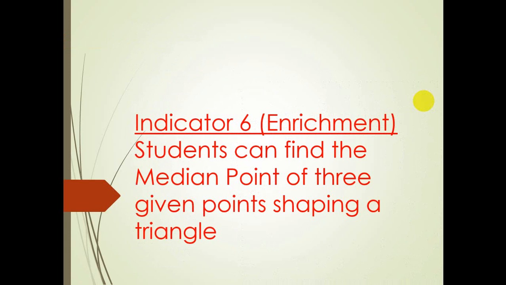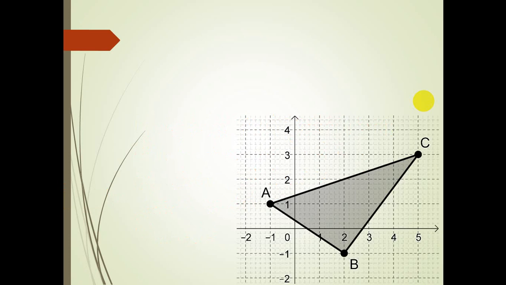Indicator number 6. Indicator number 6 is the enrichment session, and here students can find the median point of 3 given points shaping a triangle. Take a look. If I give you a triangle with the given coordinates A minus 1, 1, B 2, minus 1, and C 5, 3, can you find the median point between the 3 points on the picture?